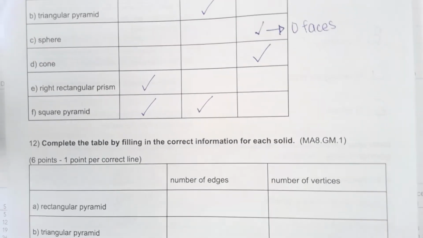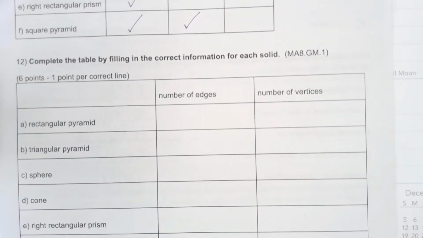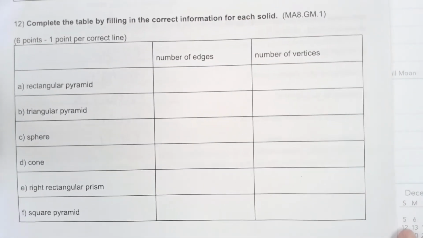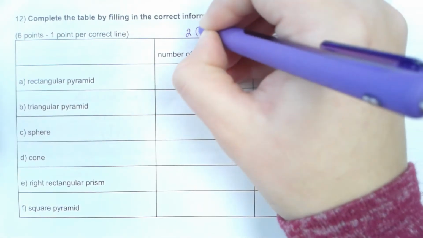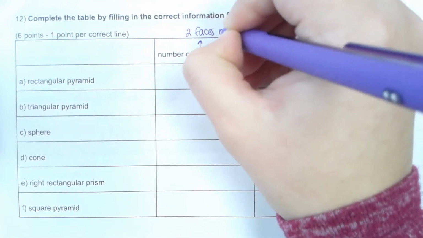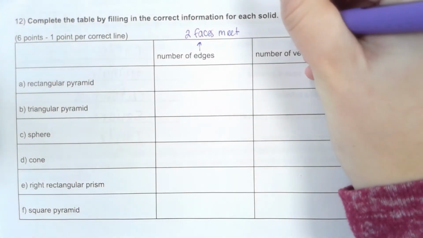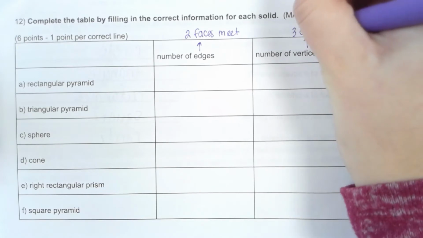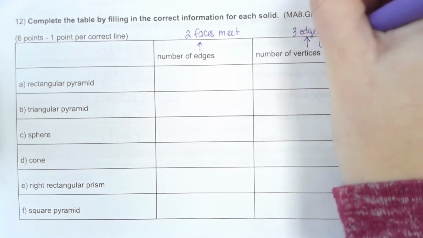Alright, next, complete the table by filling in the correct number of edges and vertices. So remember, edges are where two faces meet. And then vertices are where three edges meet. So your vertices are pretty much like your corners.